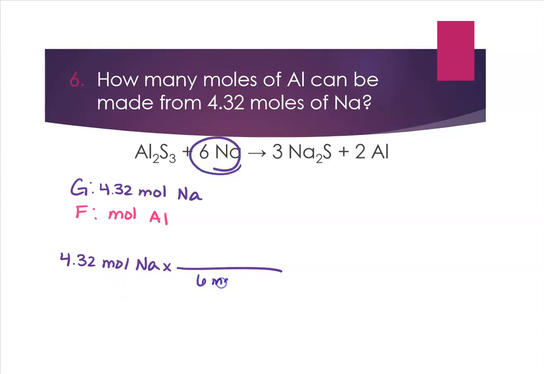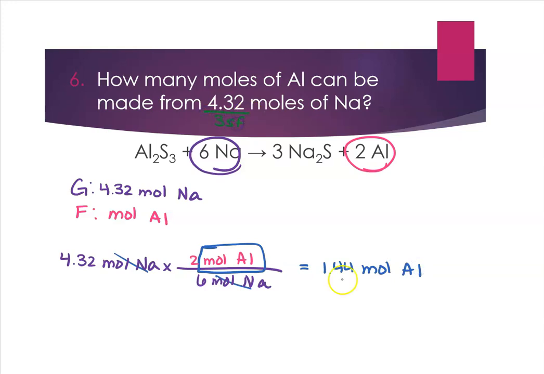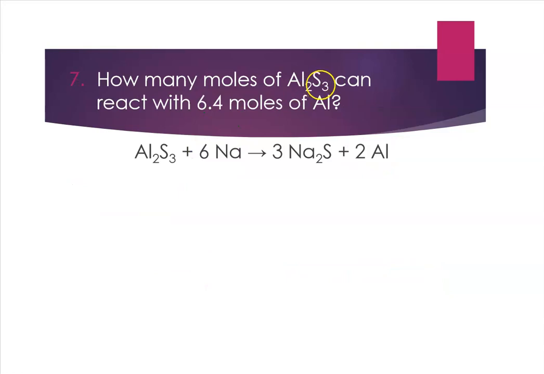There's a 6 with the Na, so I put 6 moles Na. And then I'm solving for moles of Al, so according to my equation, I have 2 moles Al. Moles Na cancel with moles Na, and I am left with moles of Al. 4.32 times 2 divided by 6 gives me 1.44 moles of Al. Significant figures, I have 3 sig figs, and I already have 3 sig figs. So I don't have to do anything. Yay! Next we have how many moles of Al2S3 can react with 6.4 moles of Al.